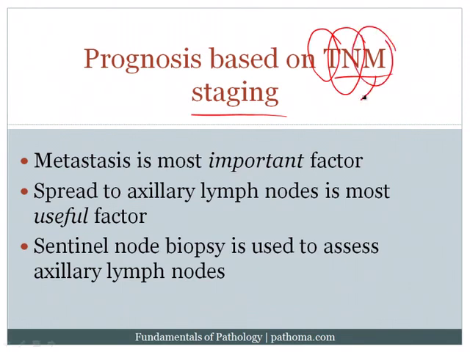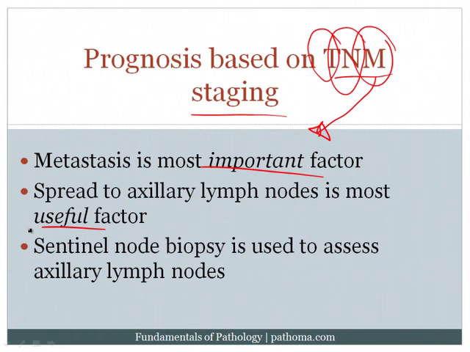Now, metastasis is the most important prognostic factor. If a patient has metastasis outside of the region, outside of the breast and the axillary lymph nodes, that would be a very poor prognostic sign. Although metastasis is the most important factor, however, most patients don't usually present with metastasis. So therefore, the most useful factor becomes spread to axillary lymph nodes. And I hope that's clear because that's particularly high yield. I'm going to repeat it one more time.